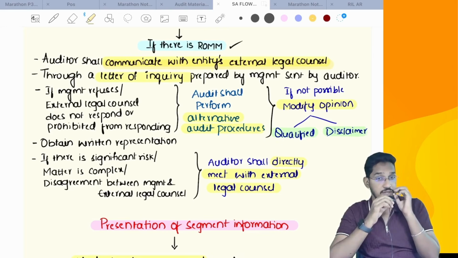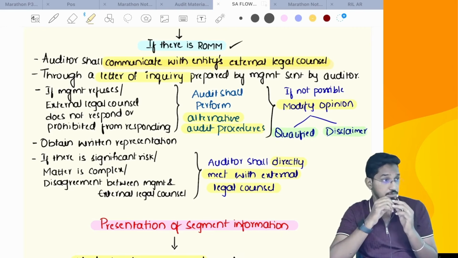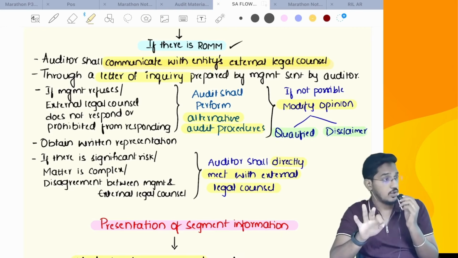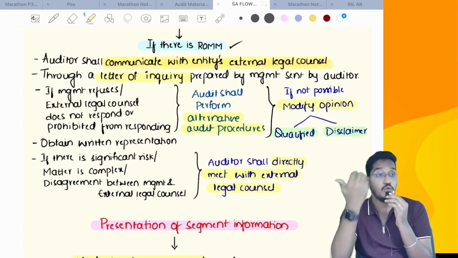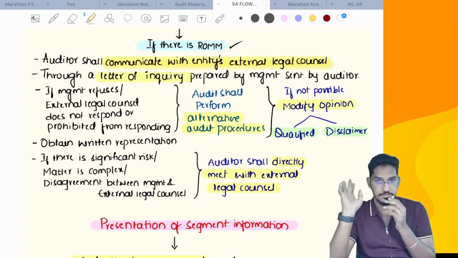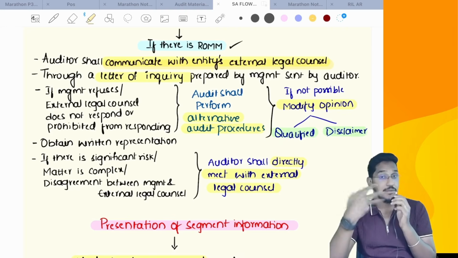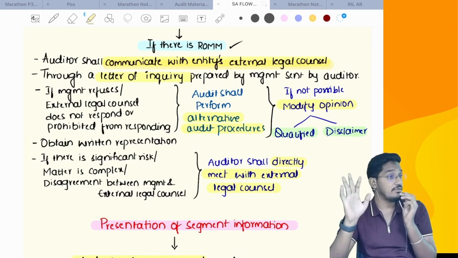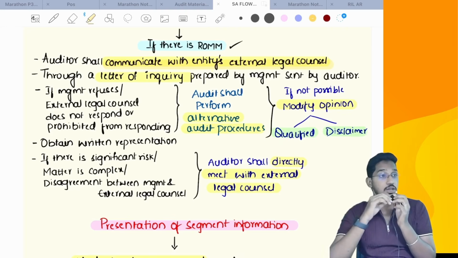So if you need information, when will the entity's external legal counsel give the information? Only when you have some kind of approval from the management. Or management will better know in what manner you should ask to get the reply. Yes or no? So I am helpless here. I have to go and take the help of management. So what should I do?